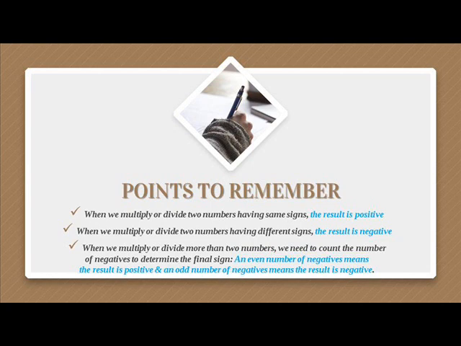Minus minus is plus and 4 into 4 is 16, so our answer will be 16. And if we multiply minus 4 three times, well, 3 is an odd number, then our answer will be negative. 4 into 4 is 16 and 16 into 4 is 64, so we will have minus 64.